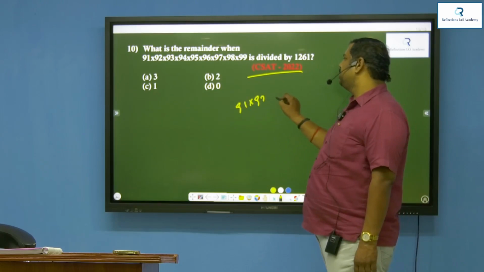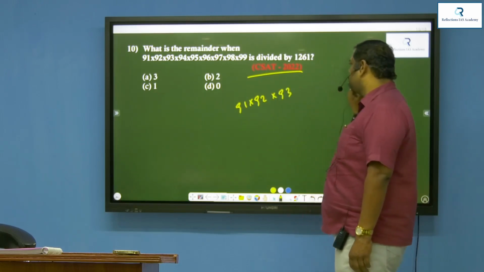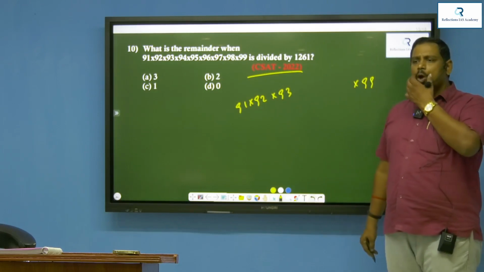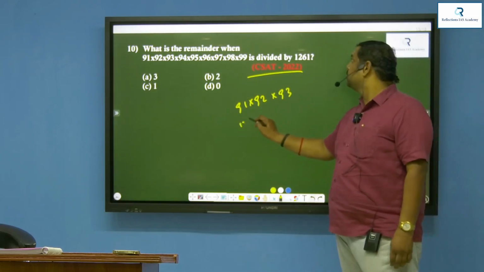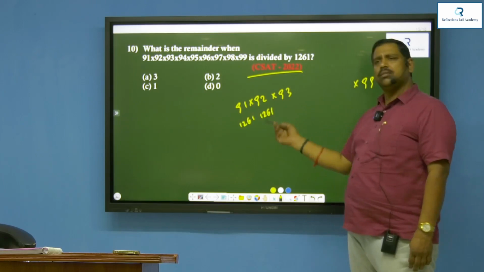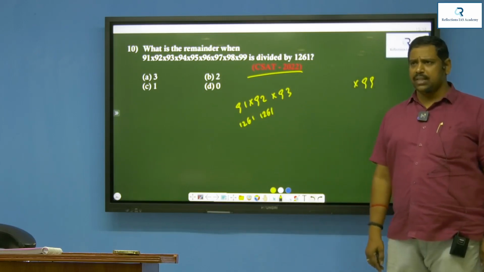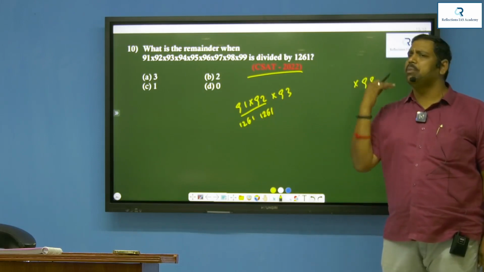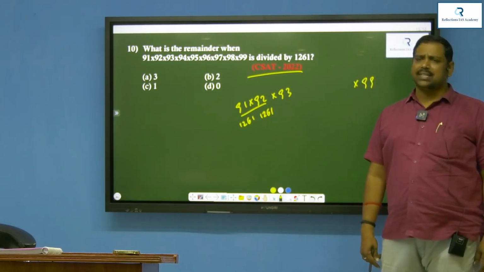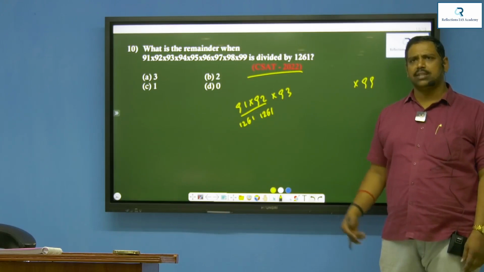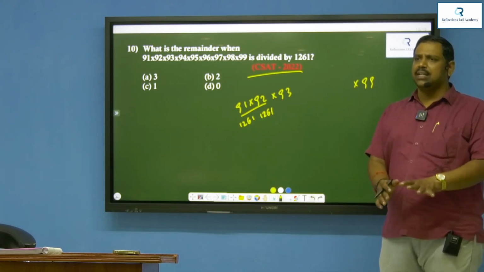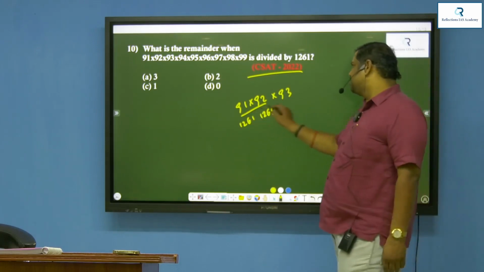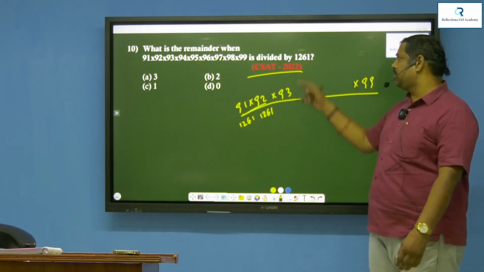91 into 92 into 93 into 94 and so on up to 99. He wants to divide with 1261. Normally what I said is divide this with 1261, but that is useless. Then go with the combinations. If I think like that, the problem will be very complex. The examiner is not an idiot to ask such questions. If he asks like that, there is some other thing we can understand. This is a question given in CSAT 2022.